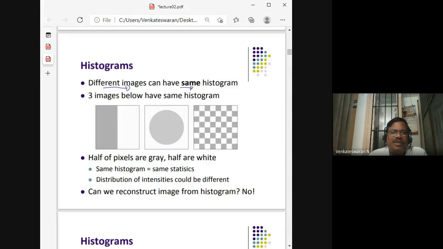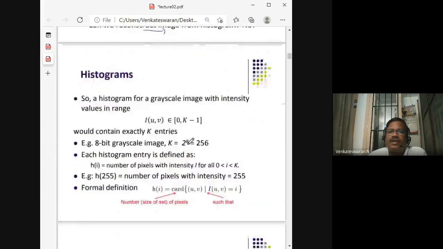Sometimes images can have the same histogram, but they are of a different nature. For example, all 3 images give the same histogram. Same statistics, but however they are different. Therefore it is always said that you cannot reconstruct the image from the histogram, right? If the same histogram is representing these images, which one will you pick? So there should be a one-to-one correspondence between, for example, histograms.